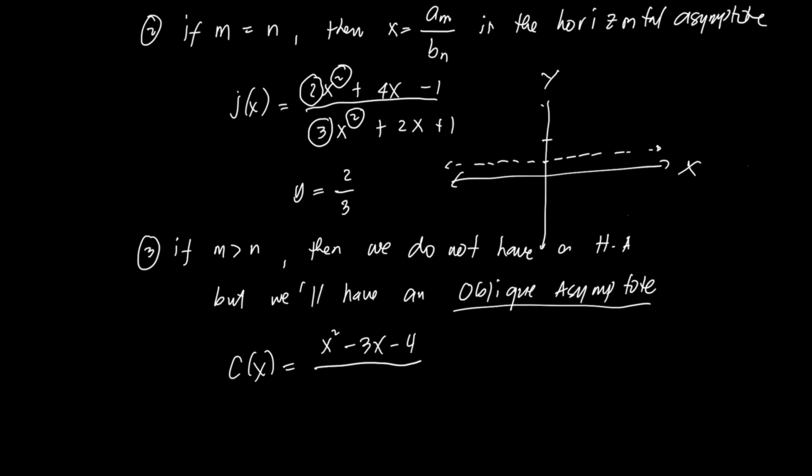over x minus 2. So as you can see, m is greater than n, 2 is greater than 1. So this example has no horizontal asymptote, but there is an oblique asymptote. Now, how do we find the oblique asymptote? We can use division of polynomials. We can use long division or synthetic division. So let's try to graph now.